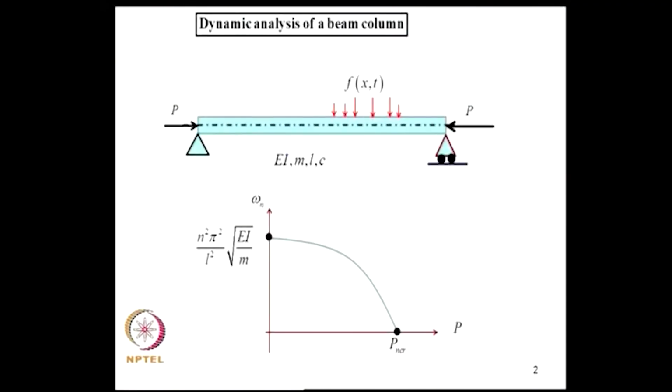In the last class, we started discussing topics related to dynamic analysis of stability and analysis of time varying systems. So, we started by discussing the effect of presence of an axial load on the natural frequency of a beam like this, and we showed that when P approaches the critical value, the natural frequency drops to 0 and the solutions will start growing in time.